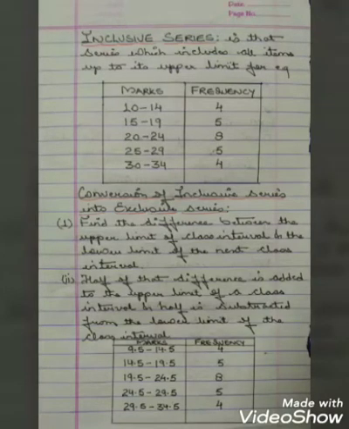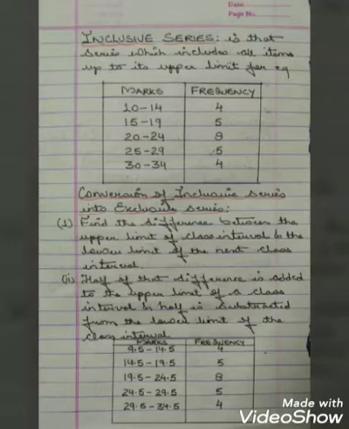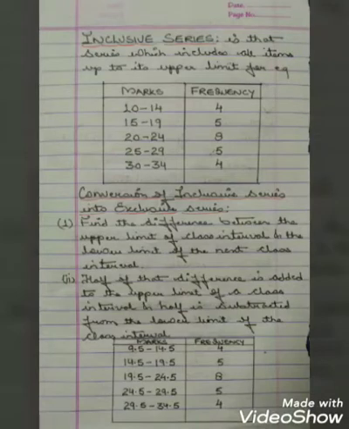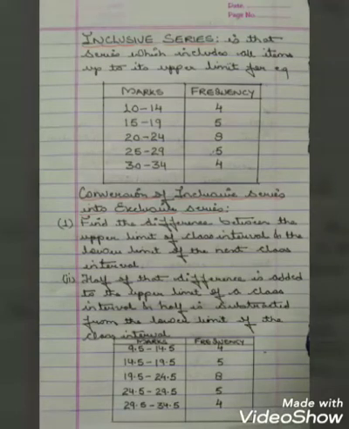So 15 minus 14 comes to 1. Now the next thing is half of this 1, that is half of the difference, is added to the upper limit of class interval and half is subtracted from the lower limit of class interval. That means when you minus 14 from 15, you get 1. Now this 1 has to be added in the upper limit of class interval, and it has to be deducted or subtracted from the lower limit of class interval.